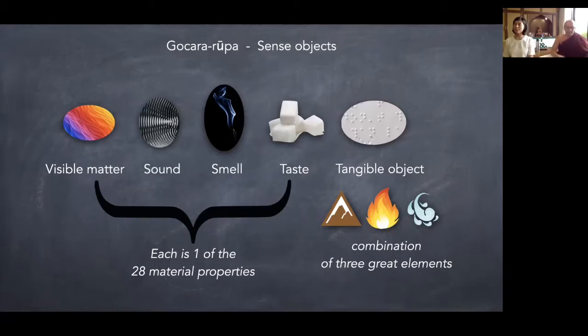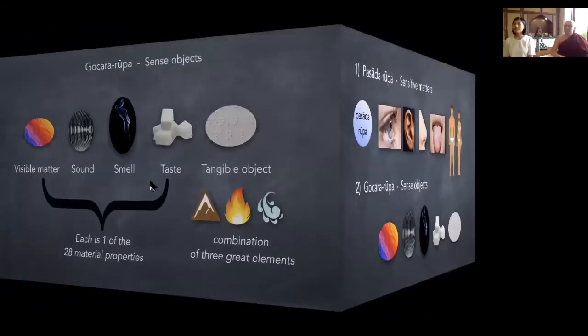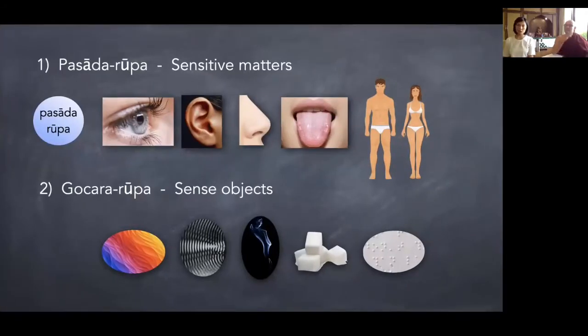Yes, let's continue. So that's about the first two groups, Pasada Rupa and Gochara Rupa. Now let's go to the third group, the dependent matters. All these matters depend on the four primary elements to arise.